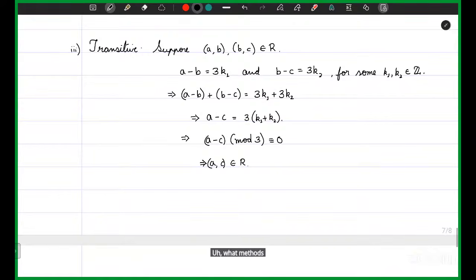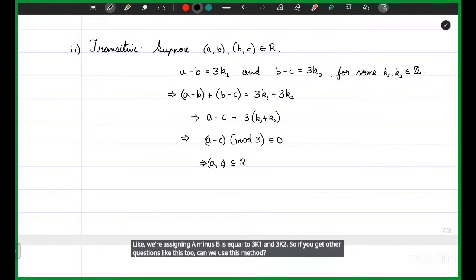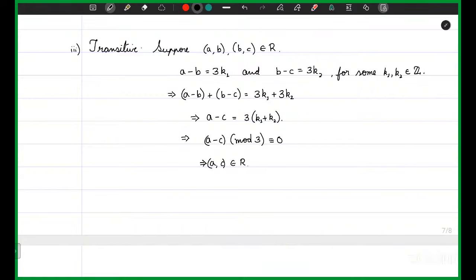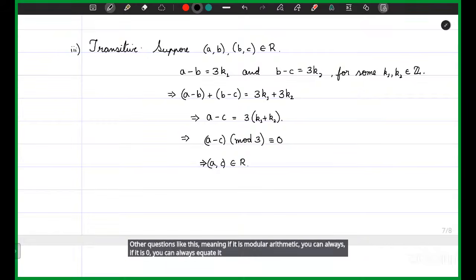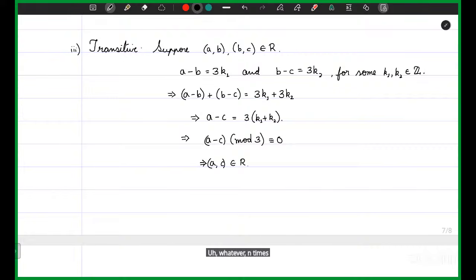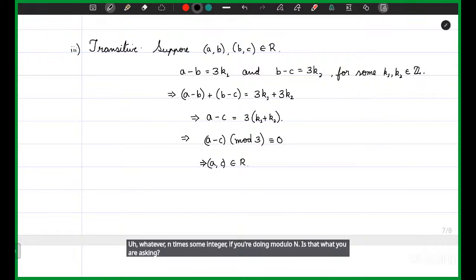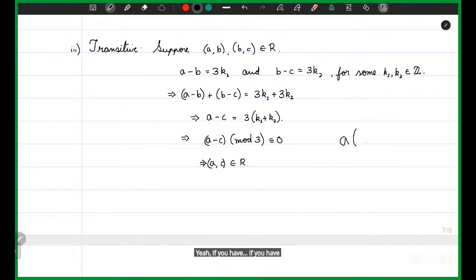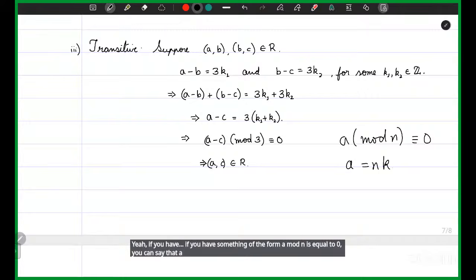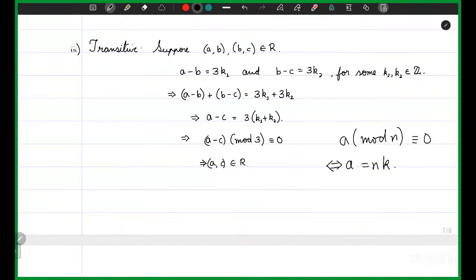What methods? Like we are assigning A minus B is equal to 3K1 and 3K2. So if we get other questions like this too, can we use this method? Other questions like this, meaning if it is modular arithmetic, if it is 0, you can always equate it to n times some integer if you're doing modulo n. Is that what you are asking? Yes. If you have something of the form a mod n is equal to 0, you can say that a is equal to nk. These two are equivalent statements.